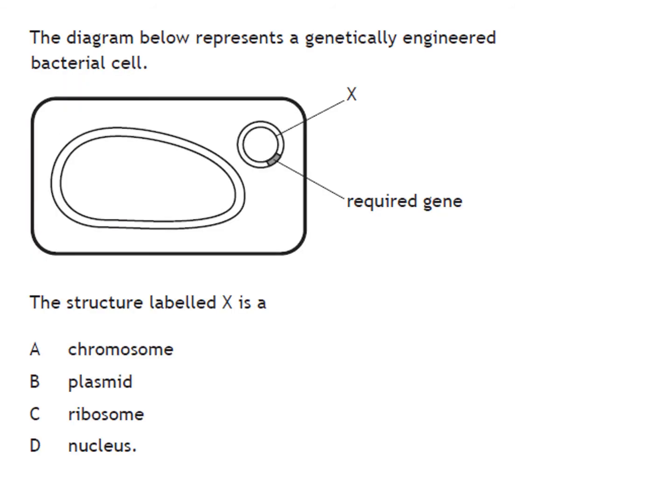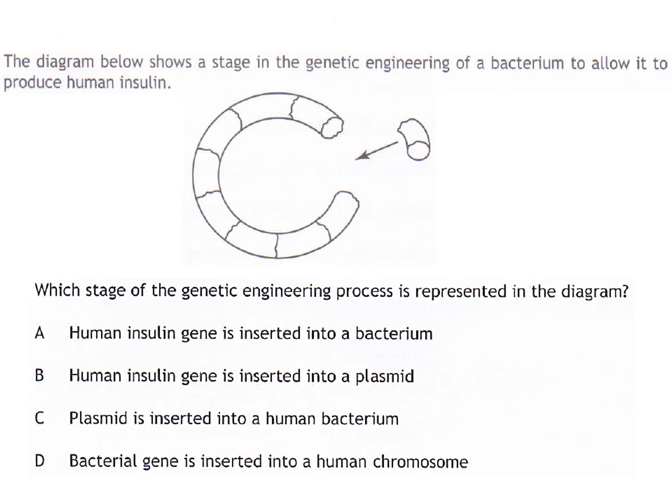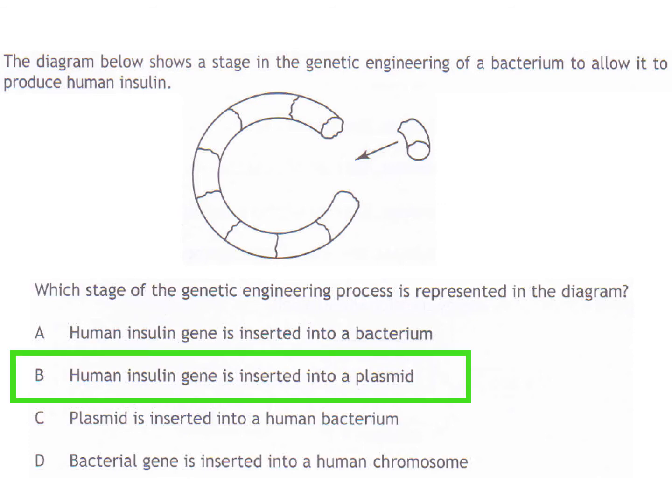The structure labelled X is plasmid. The diagram below shows a stage in the genetic engineering of a bacterium to allow it to produce human insulin. Which stage of the genetic engineering process is represented in the diagram? So we have an open plasmid. Good. Human insulin gene is being inserted into the plasmid.